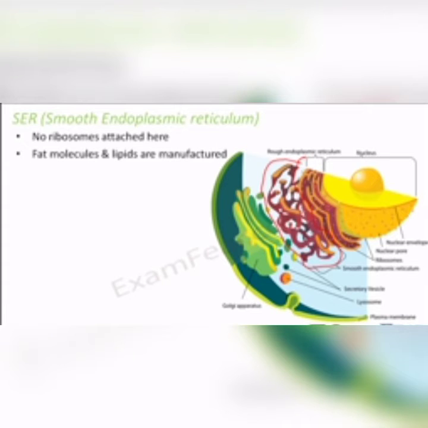So what is their function? Since ribosomes are not there, they cannot do protein synthesis. So what do they do? They help in synthesis of fat molecules and lipids. So fat and lipid synthesis. They also help in detoxification of chemicals, which is a very important property.